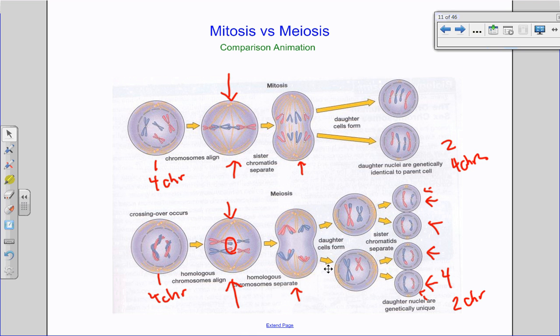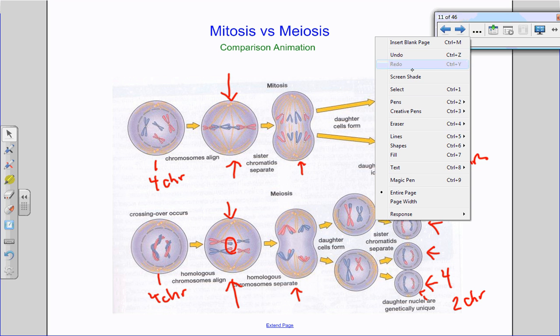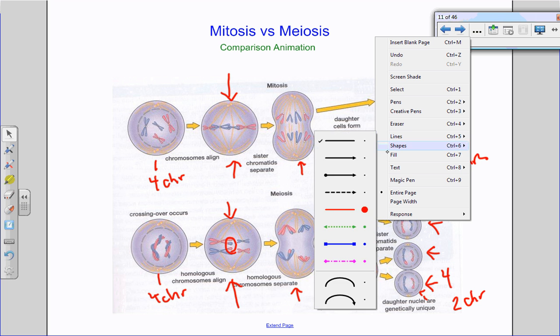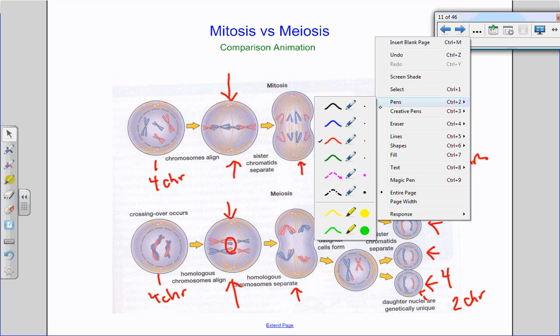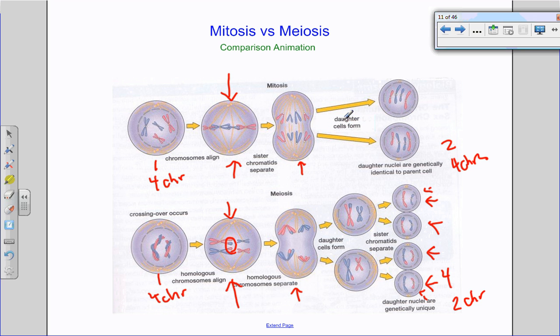Yeah, hopefully that helped. So when they're saying diploid and haploid, that's a great way to say it too. We talked about it in terms of the number of chromosomes being the same or different. In this one, the parent cell is diploid and the daughter cells are diploid. Genetically identical, same number of chromosomes. In this one, the parent cell is diploid, but the daughter cells are all haploid. They have half the number of chromosomes.